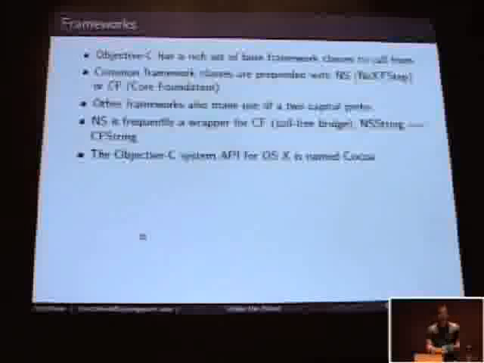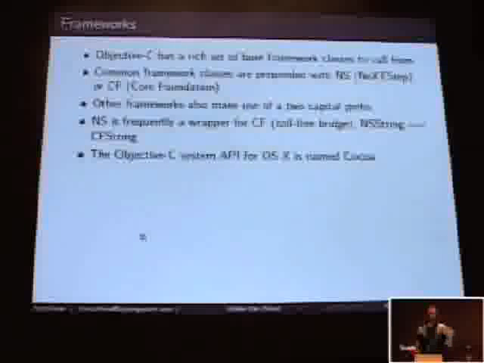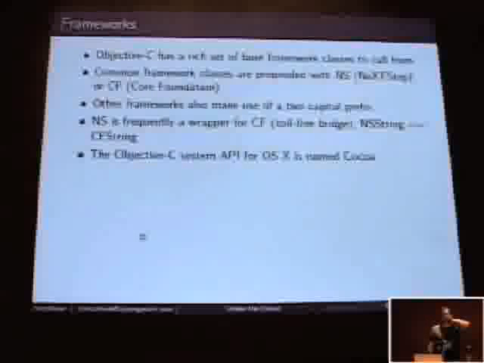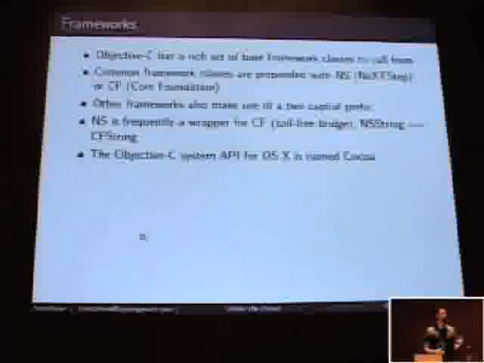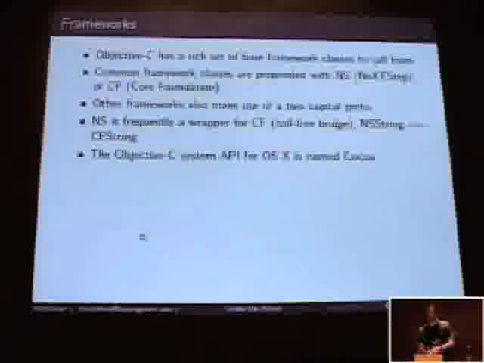For the frameworks section, you have a large set of frameworks to call from. NS and CF are commonly prepended to the frameworks, NeXTSTEP and Core Foundation, respectively. Two letters tends to be a common prefix for most Apple stuff. And there's a toll-free bridge, is what they call it, that NS and CF can be treated back and forth as similar objects. And as I mentioned earlier, the API is called Cocoa if you're coming from the Objective-C perspective.